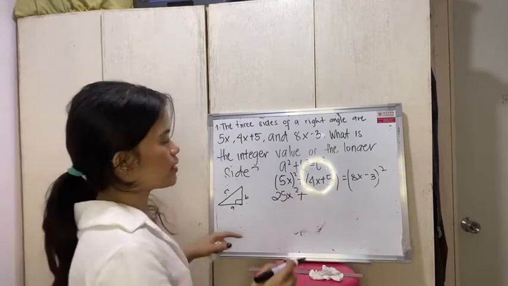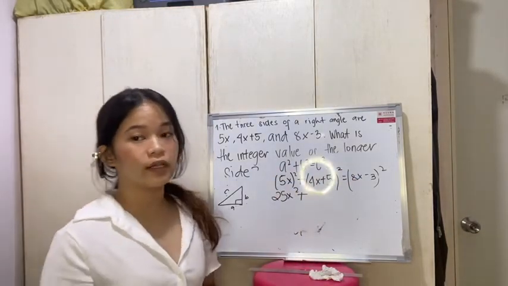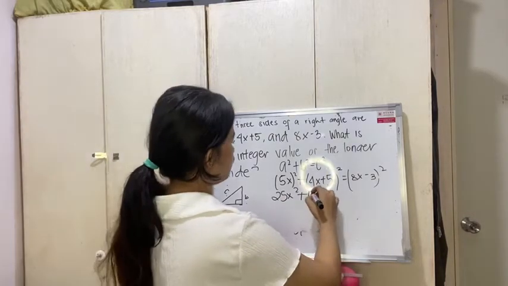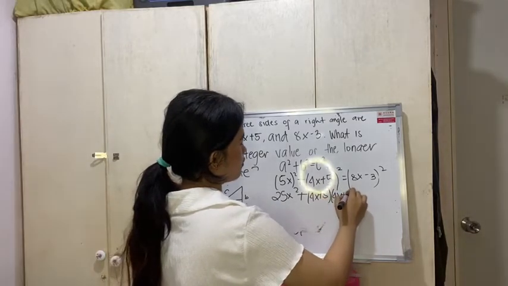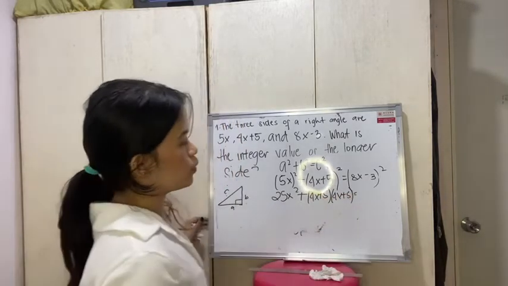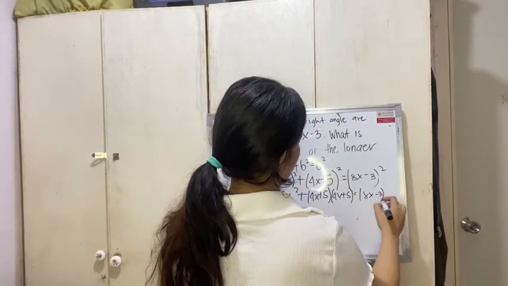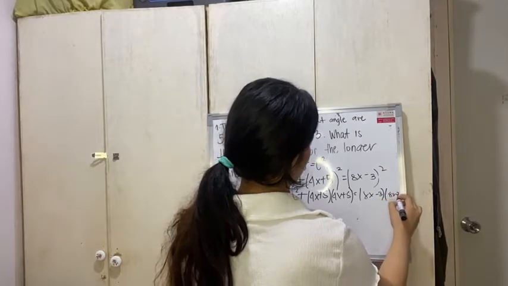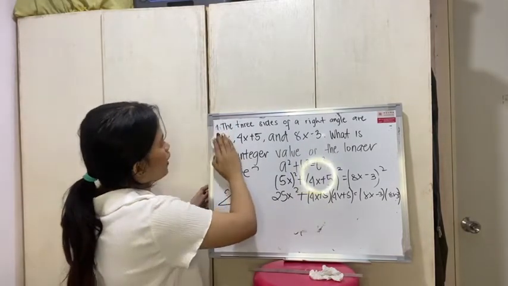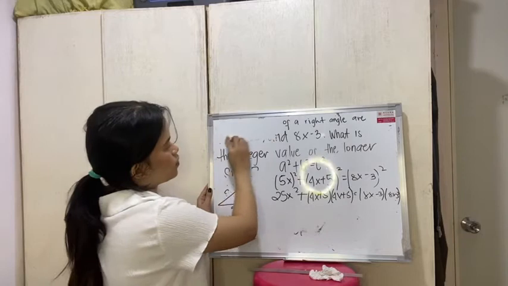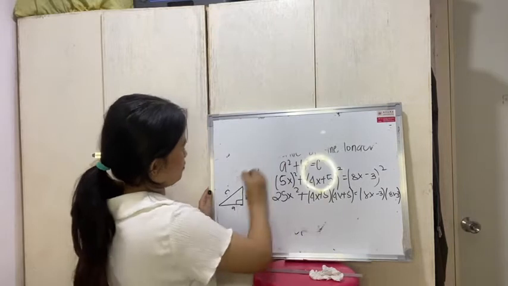In this 4x plus 5 squared, since we are squaring a binomial, we are going to FOIL the expression. So 4x plus 5 times the quantity 4x plus 5 equals, and 8x minus 3 times the quantity 8x minus 3. Since I'm running out of space, I'm going to erase this one and move this here.